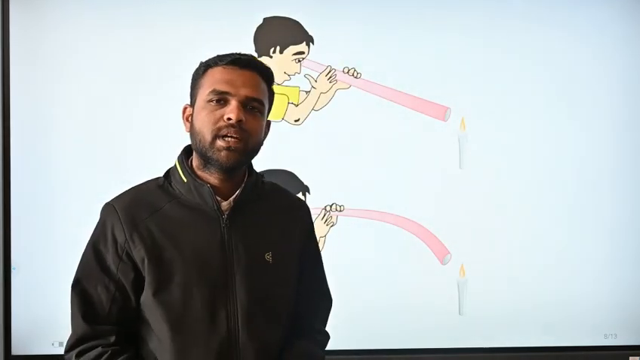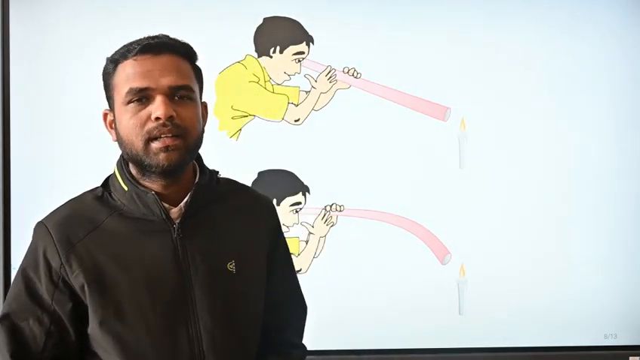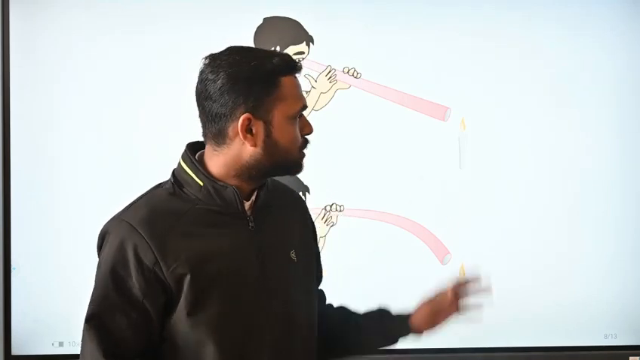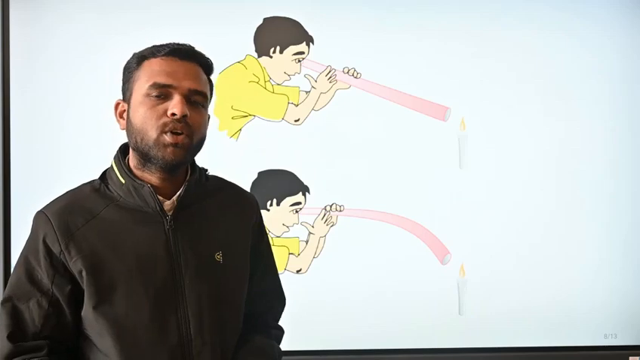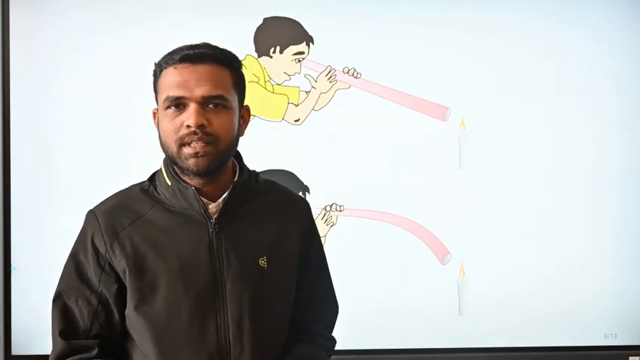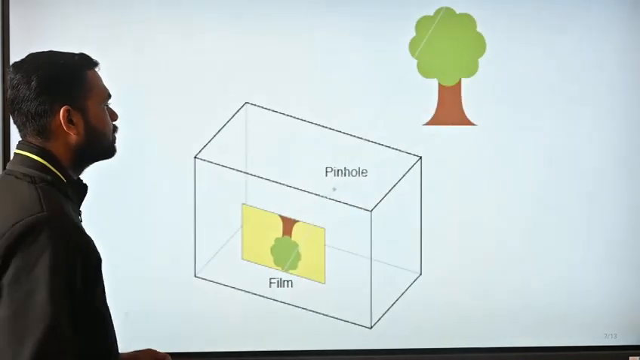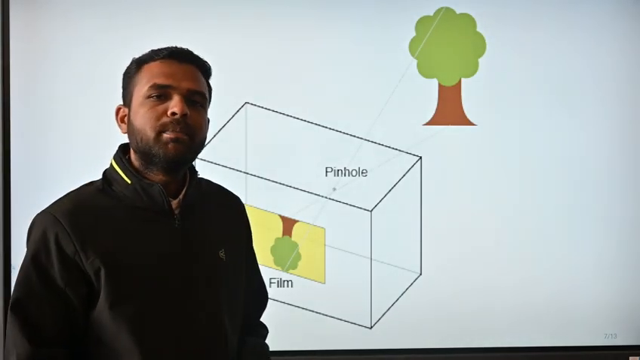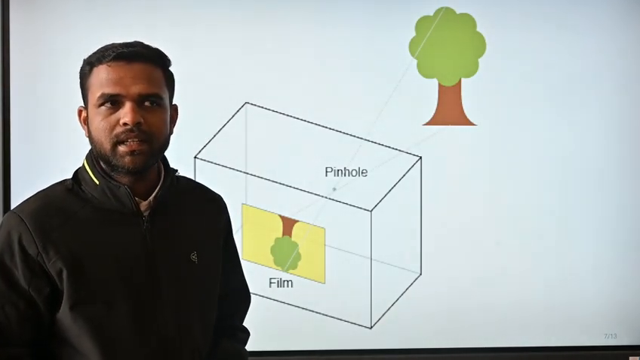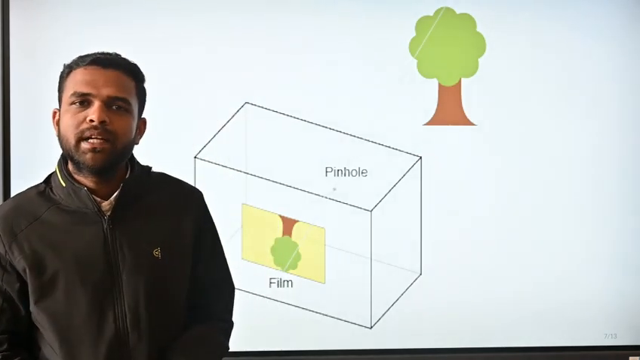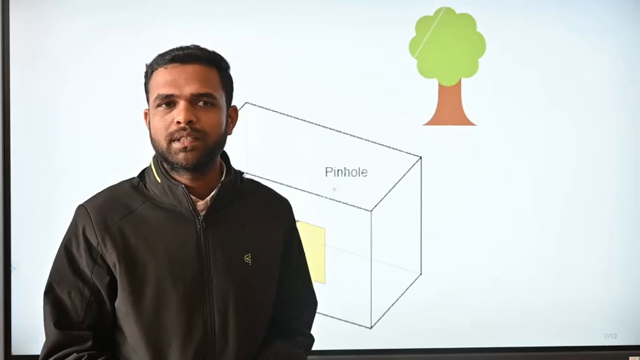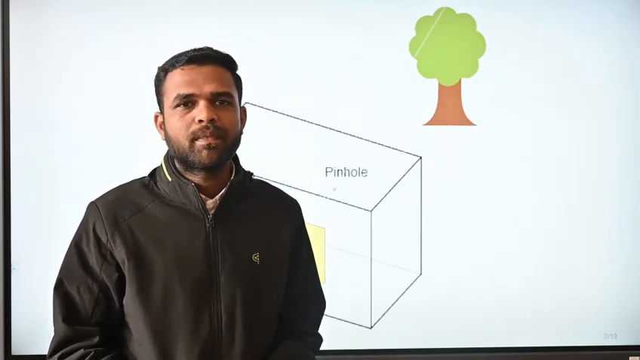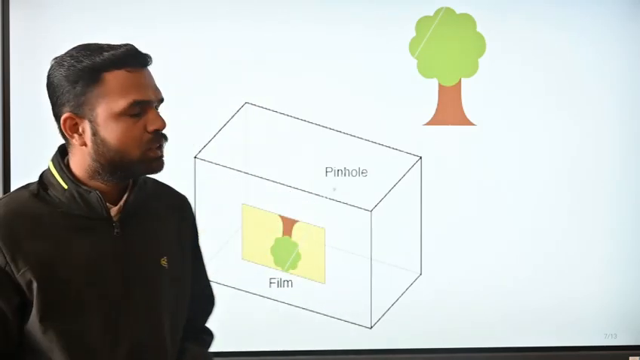Another activity is that you can take a hollow rubber pipe and try to see the candle flame, as shown in the picture. If you bend the rubber pipe slightly, the candle is not visible, because light always travels in a straight line path. A pinhole camera is based on the rectilinear propagation of light. The pinhole camera is made of butter paper, and its screen is made of translucent material. It creates an image which is inverted.